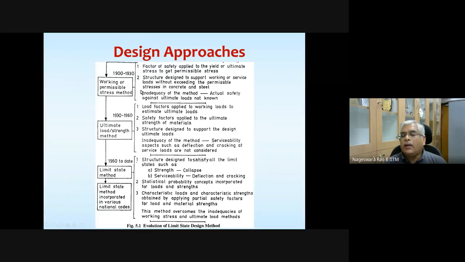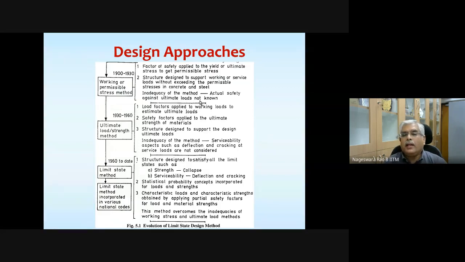What are the inadequacies of this working stress method? The actual safety against ultimate loads is not known. Please note that you are applying the factor of safety only on the yield and ultimate strength of the materials you are taking, so the actual safety against ultimate loads is not known.